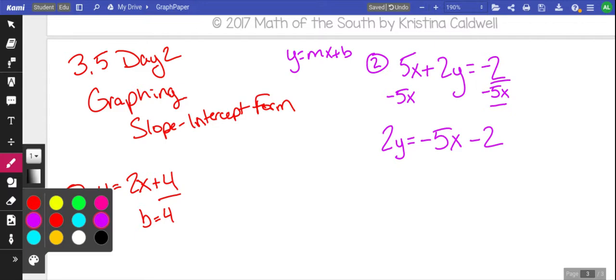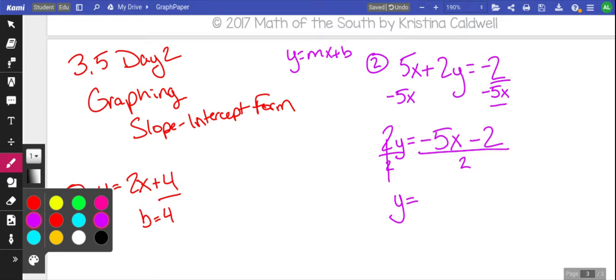Then you have that positive 2y right there. You have a coefficient, so you want to get rid of that. You want to divide both sides of your equation by 2, because those are going to cancel and just leave you with y. You're dividing this whole side of the equation by 2, not just the -5x, not just the -2. Both of these are getting divided by 2.